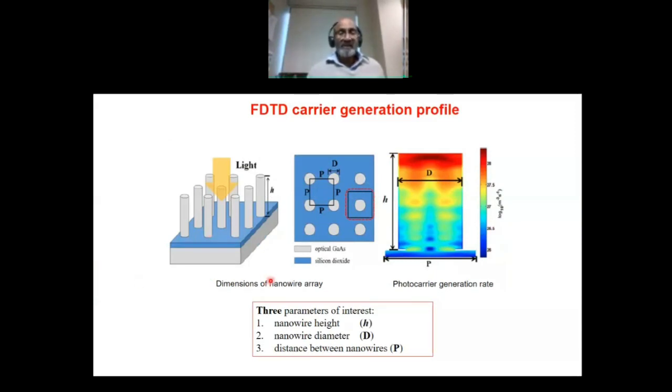For example, here is a case where we're looking at what should be the height of the nanowire, what should be the diameter of the nanowire, what should be the distance between the nanowires, the pitch, for example. So you can see that most of the current is generated at the tip of the nanowire, indicating that you do not need to make long nanowires. Even 1 or 2 micron long nanowires are more than sufficient for a variety of applications.